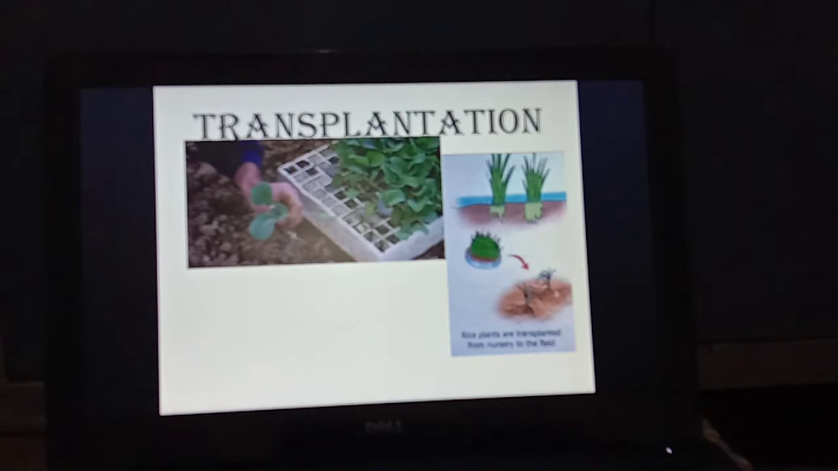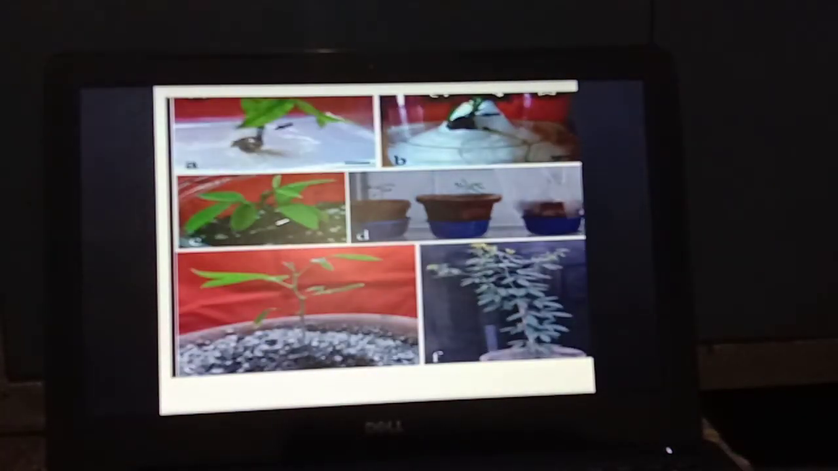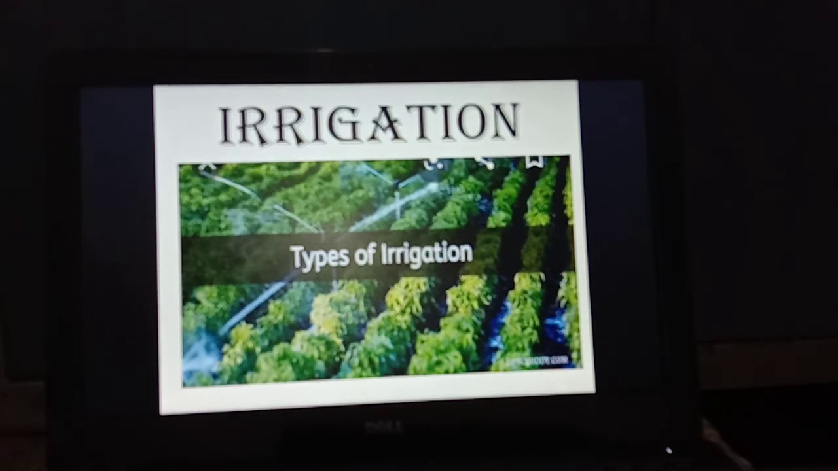Now the next step for crop production, that is irrigation. The process of supplying water to crops in a field through canals, reservoirs, tube wells, etc. is called irrigation.